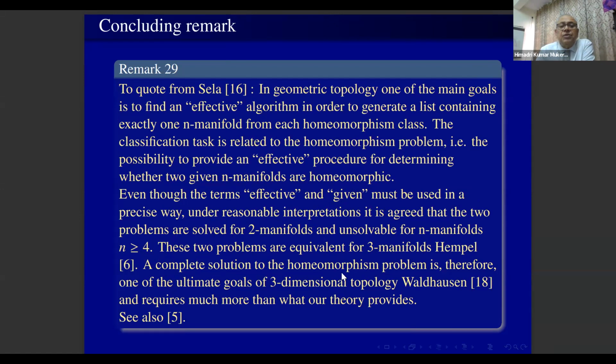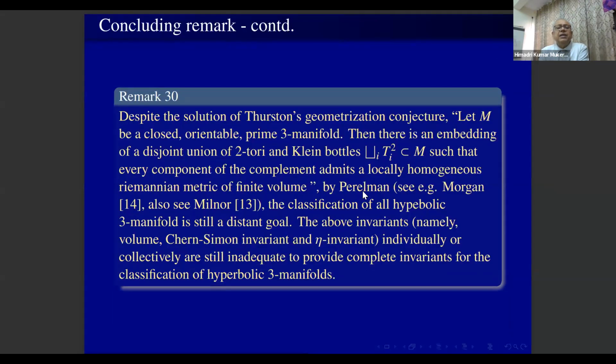A complete solution to the homeomorphism problem is therefore one of the ultimate goals of three-dimensional topology, and requires much more than what our theory provides. Theory means Sela has given a theory, a solution of the isomorphism problem, for hyperbolic groups of certain specific kind. Dahmani and others have further extended that result.